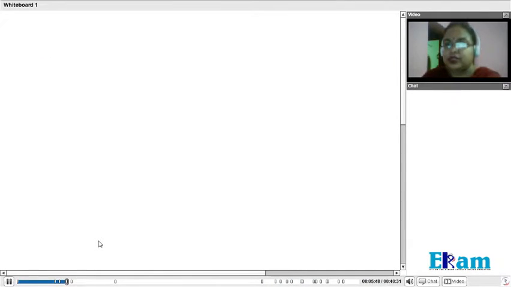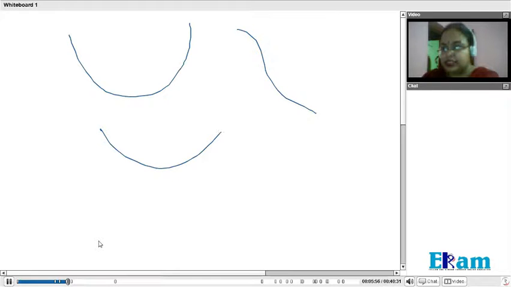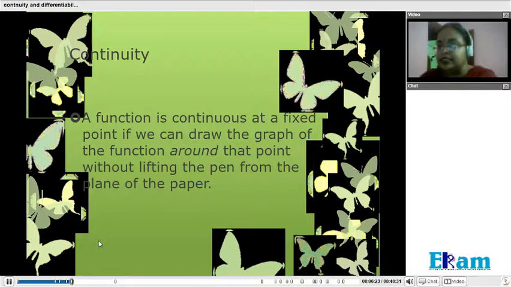A continuous function looks like this, right? Or this, right? Or even this. Okay, all of these are continuous functions. Why? Because I can draw them like this without lifting my pen from the paper. That means you can draw it in one go. So such kinds of functions are called continuous functions. You are getting it?